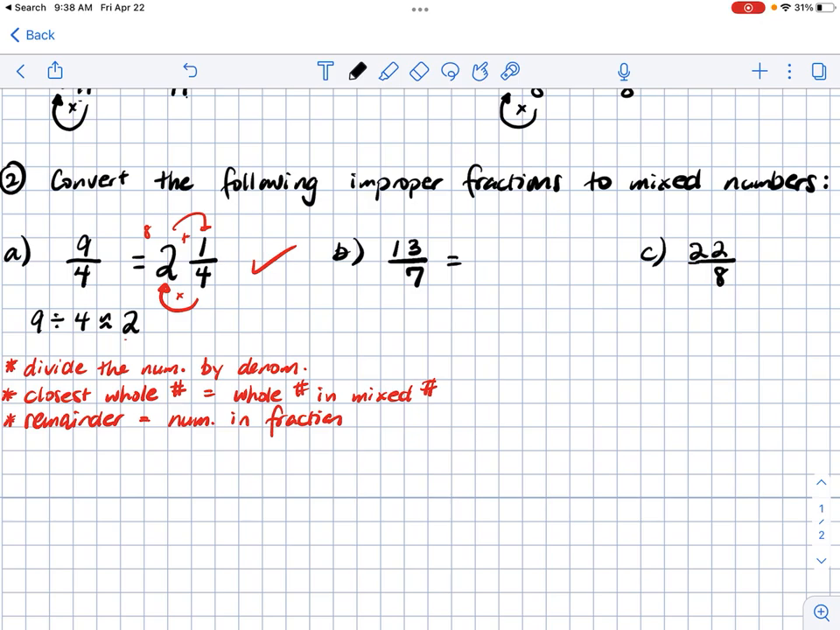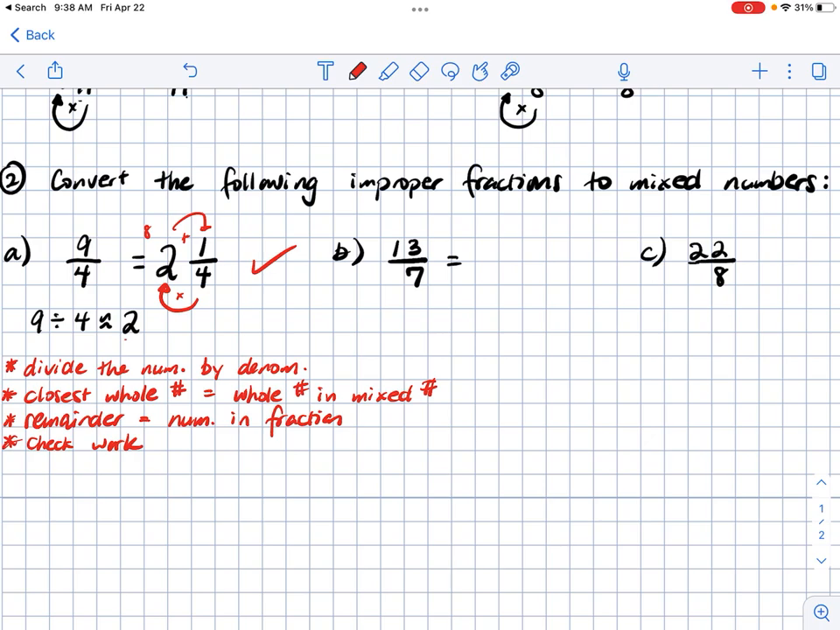Okay, so again, pause the video, follow the same procedure as in example 2a. So divide the numerator by the denominator. That closest whole number becomes the whole number in the mixed number, and then whatever the remainder is, that's the numerator of the fraction. I always encourage you to check your answer too, so check your work by doing the reverse operation, like what we did in example 1. So go ahead and pause the recording to do that. Okay, I'm going to continue. So we've got 13 over 7 and 22 over 8.